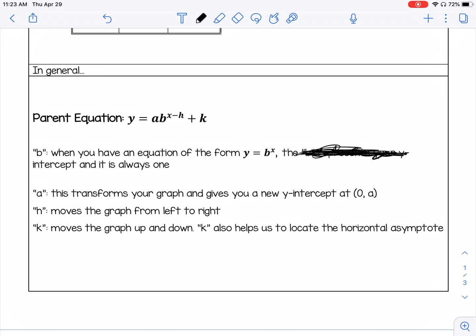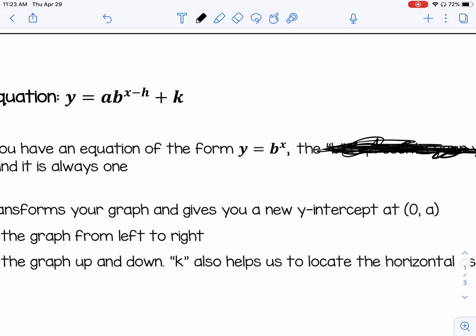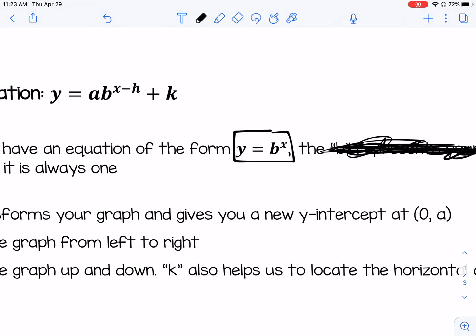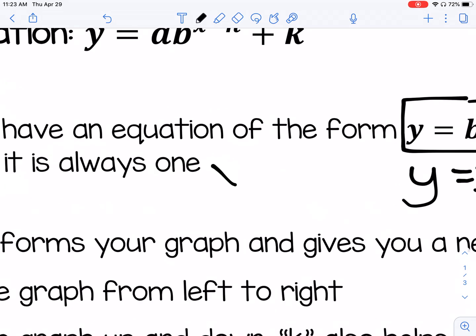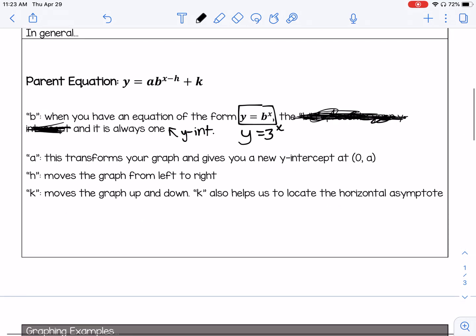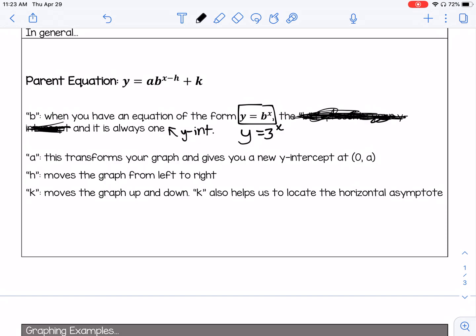When you have an equation of this very basic form where you just have y equals b to the x, like for example, y equals 3 to the x, your y-intercept is always 1. Always, always, always. Your y-intercept will stay as 1 unless you have something happening with your a. The a transforms your graph and gives it a new y-intercept at (0, a). So your y-intercept is at that a value. You'll see what I mean in an example.